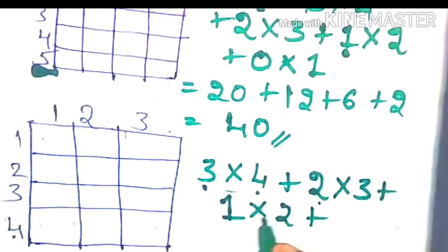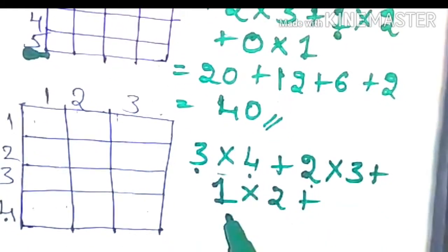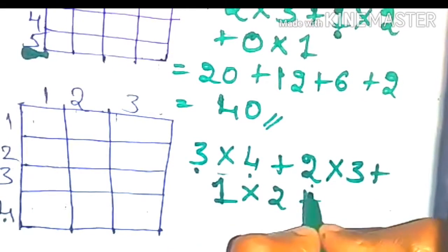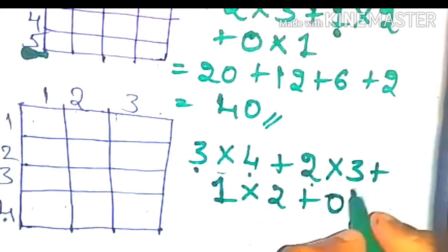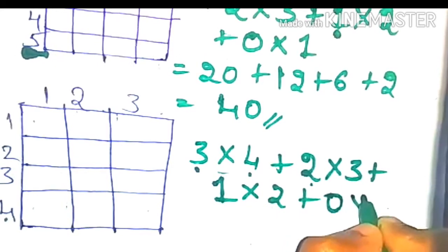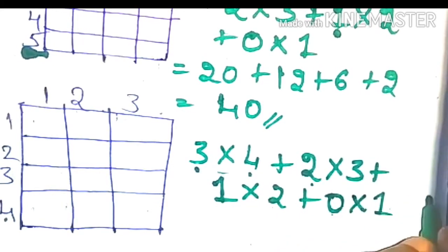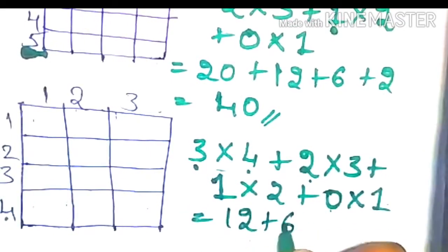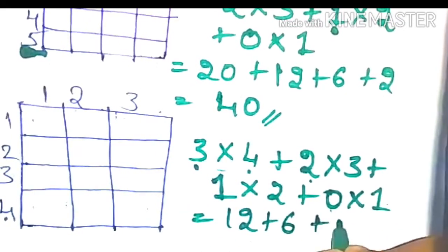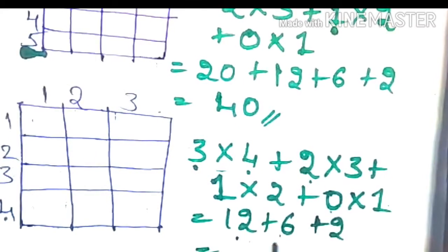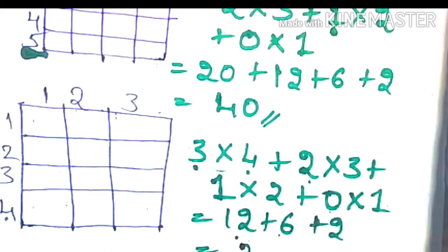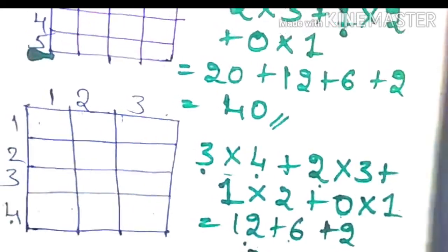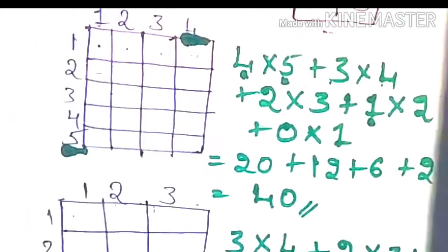Next, shall we do it for the next? No. Why? Because from 1 if we subtract 1 we get 0, and from 2 if we subtract 1 it is 1. 0 into 1 is 0, so no need of doing that. 4 3s are 12, 3 2s are 6, 2 into 1 is 2. Now what is our answer? 12 plus 6 is 18, 18 plus 2 is 20. In this particular figure we have 20 squares. Okay, it's very simple, right?